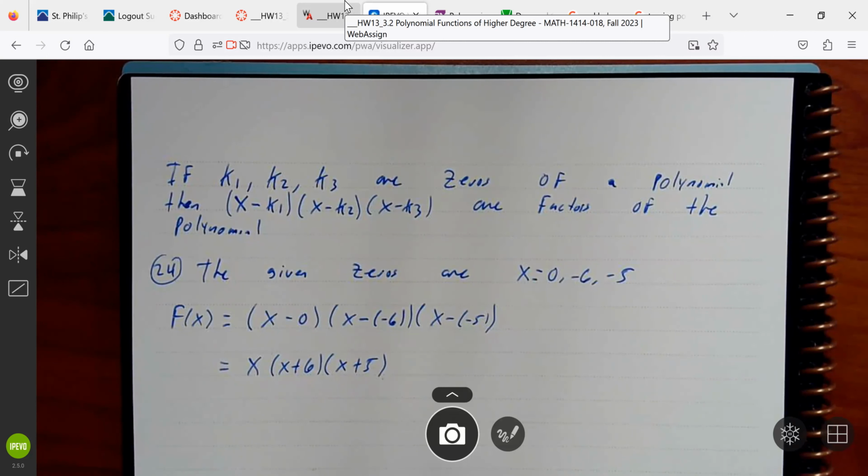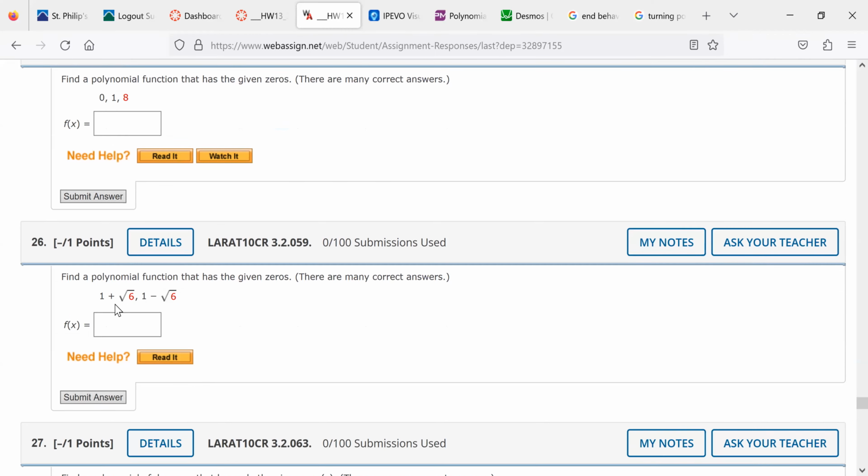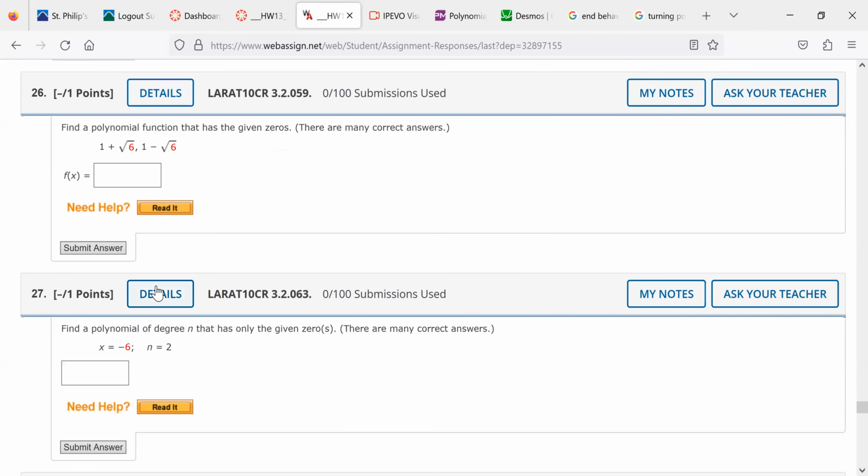Okay. So that's all you've got to do. Just put it in that form and you should be good. Same thing for 25 and 26. The only difference here is you would have to do x minus this entire thing and x minus this entire thing, then simplify.